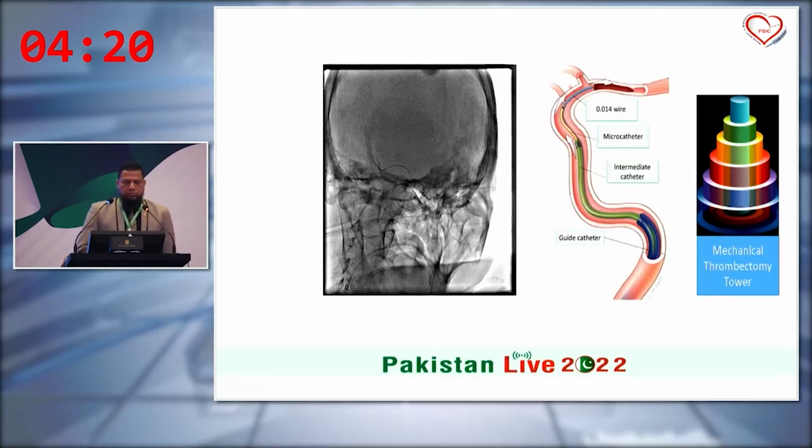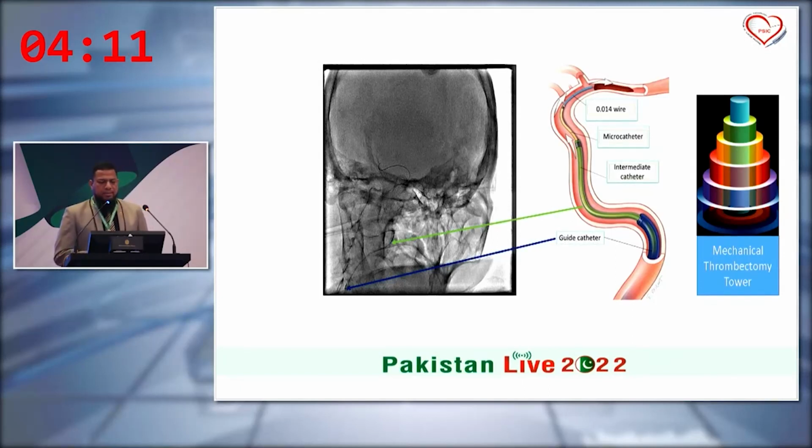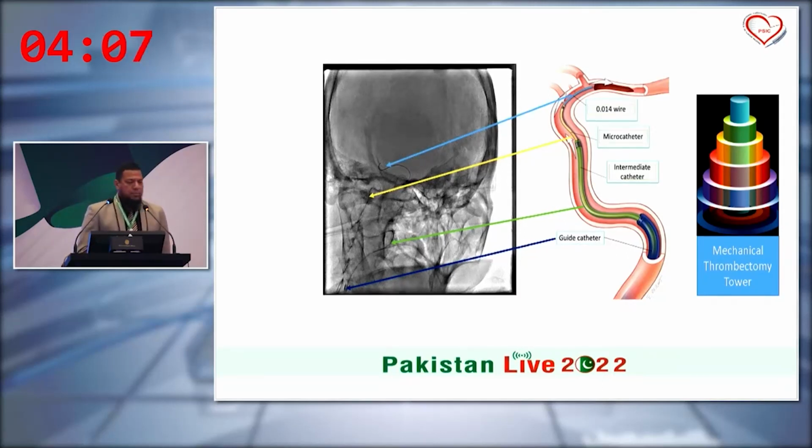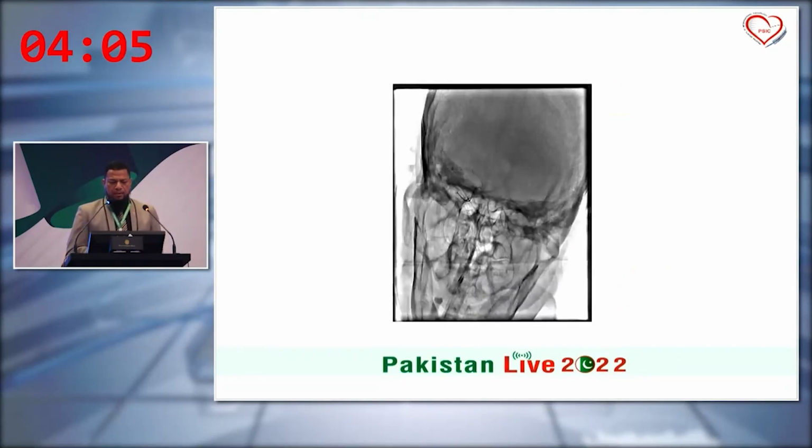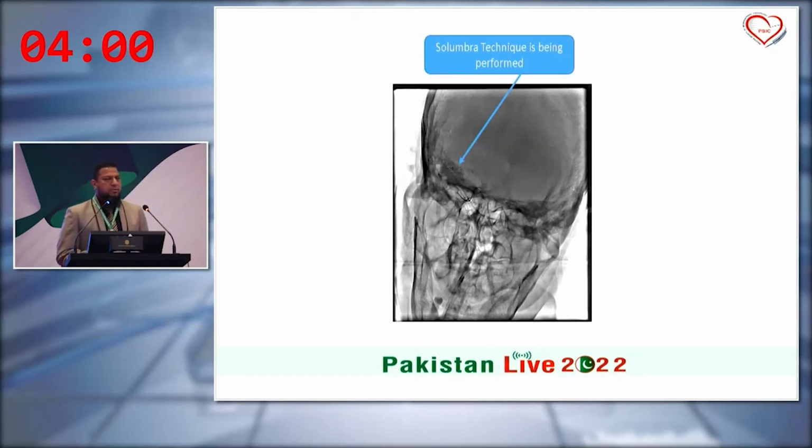So for the mechanical thrombectomy, we build up the tower, and that consists of, first of all, the guiding catheter, then the Dyslaxis catheter or the intermediate catheter, microcatheter, and the wire. And finally, we perform the Solumbra technique. So we extracted the thrombus with the help of the stent retriever.